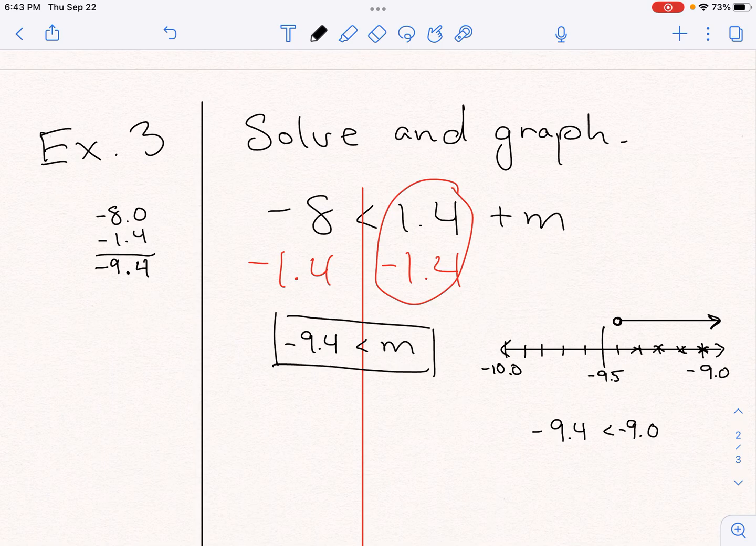But also notice our inequality symbol, it points to the number. Number means shade to the right. If it points to the letter, that means shade to the left.